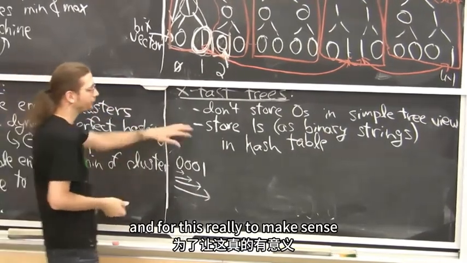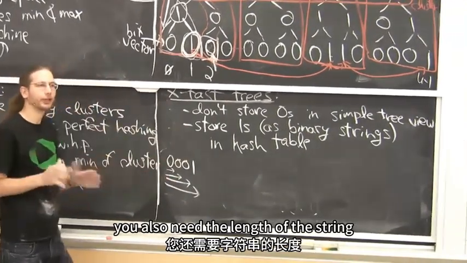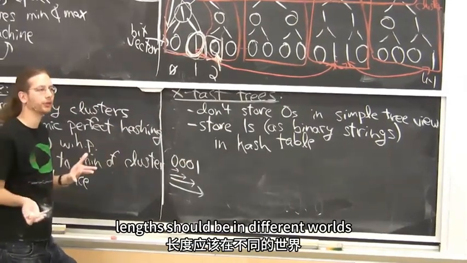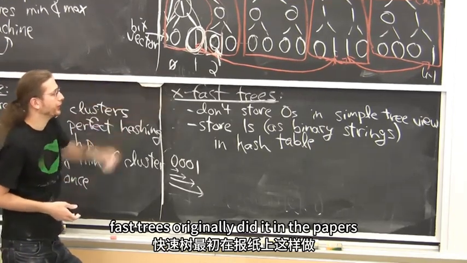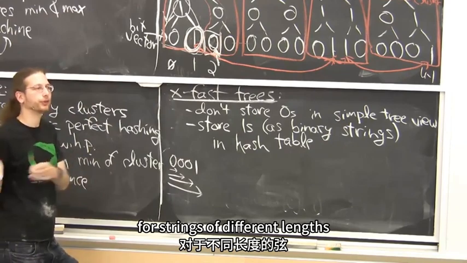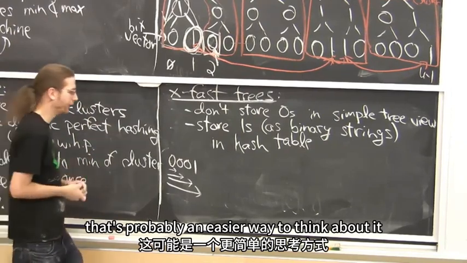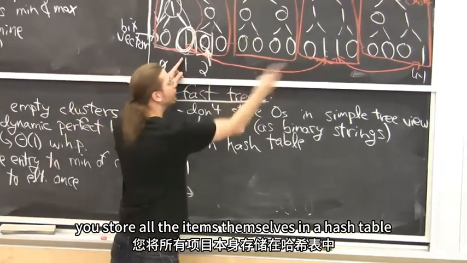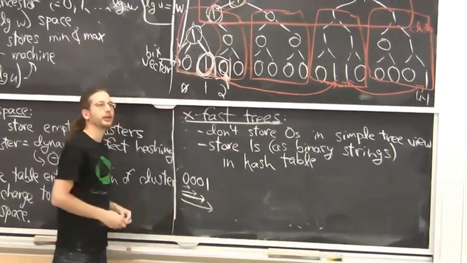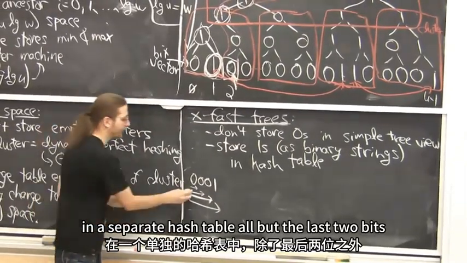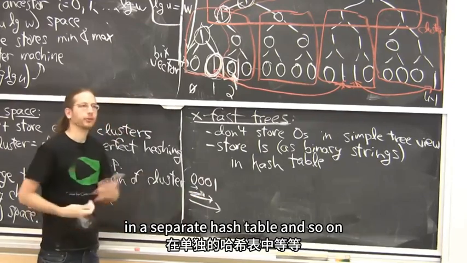And for this really to make sense, you also need the length of the string. I mean, strings of different lengths should be in different worlds. And so the way X-fast trees originally did it in the papers was to have a different hash table for strings of different lengths. So that's probably an easier way to think about it. You store all the items themselves in a hash table. You store all the prefixes of all but the last bit in a separate hash table, all but the last 2 bits in a separate hash table, and so on.